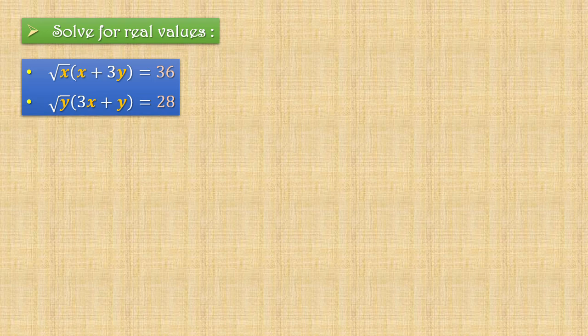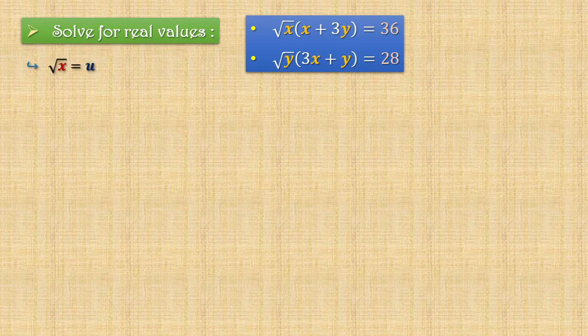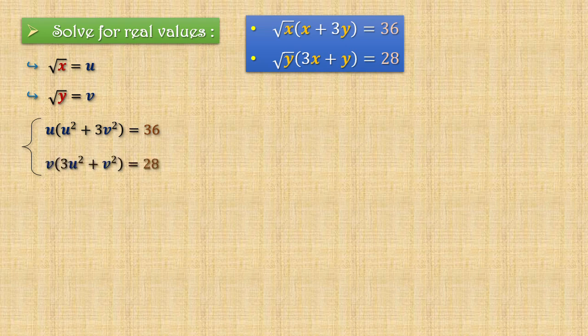We are asked to solve the following system of equations in the real numbers: square root of x multiplied by x plus 3y equals 36, and square root of y multiplied by 3x plus y equals 28. To simplify the system, we use variable substitution, so we will set the square root of x equal to a variable that we'll note as u, and the square root of y equal to the variable v. With this substitution, the system becomes u multiplied by u square plus 3v square equals 36, and v multiplied by 3u square plus v square equals 28.